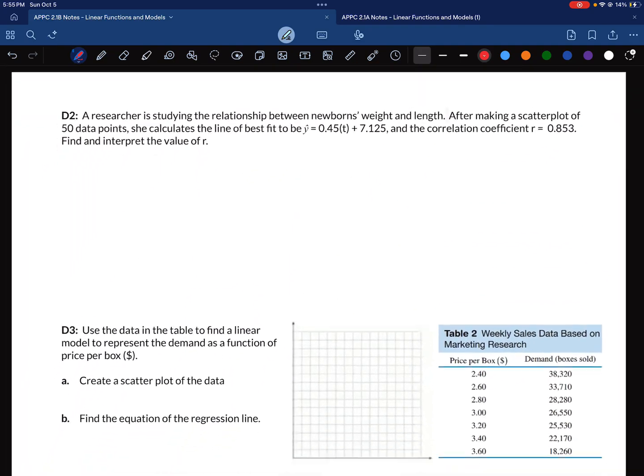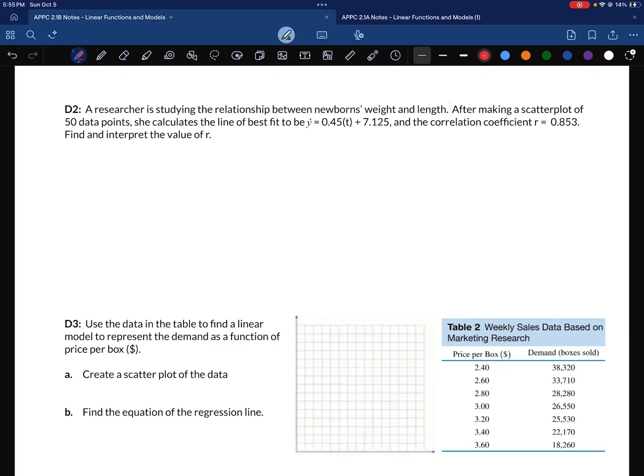All right, so let's take a look at this example. A researcher is studying the relationship between newborn weight and height. After making a scatter plot of 50 data points, she calculates the line of best fit to be, and we call this y hat, that's the line of best fit or the prediction line.